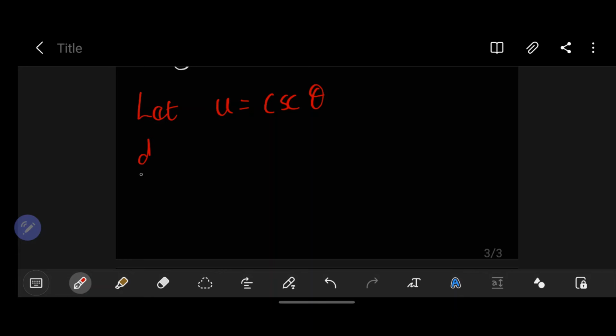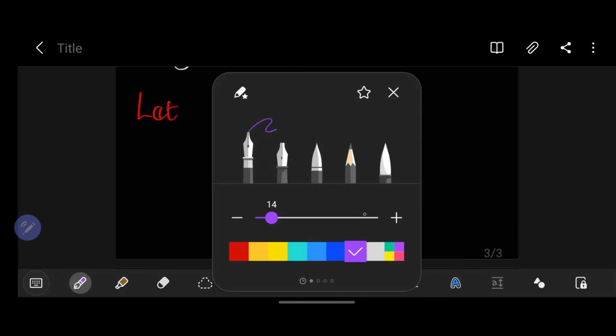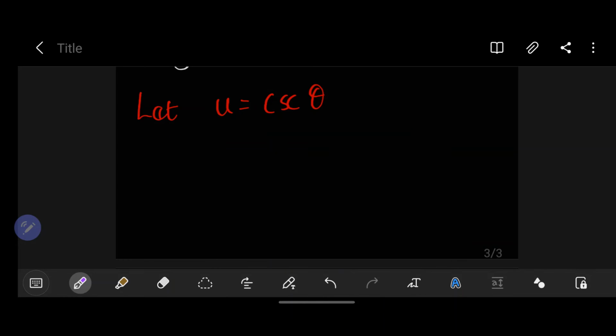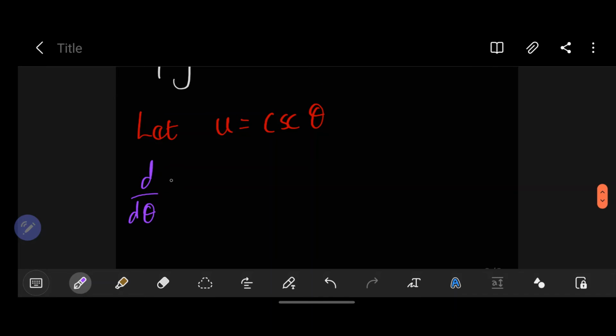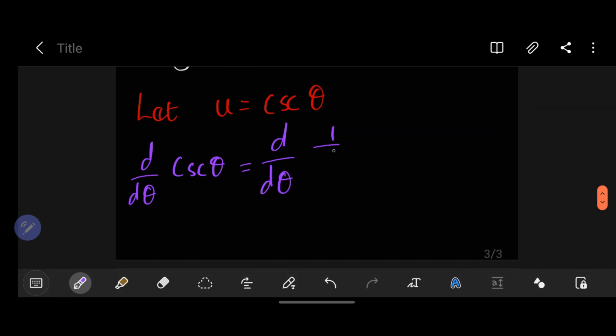Okay, let me just do it with a separate color and let it be a separate piece of working. So I can take d over d theta of cosec theta. Instead of writing it as cosec theta, I can write it as 1 over sine theta.